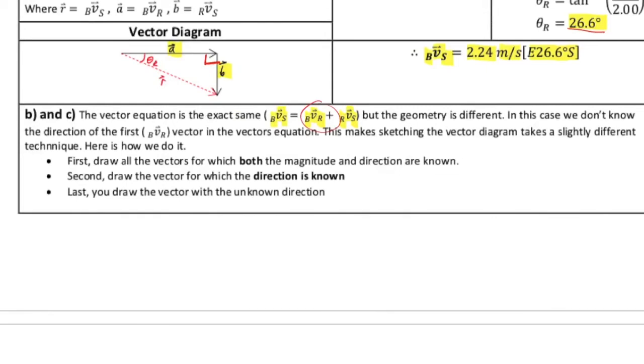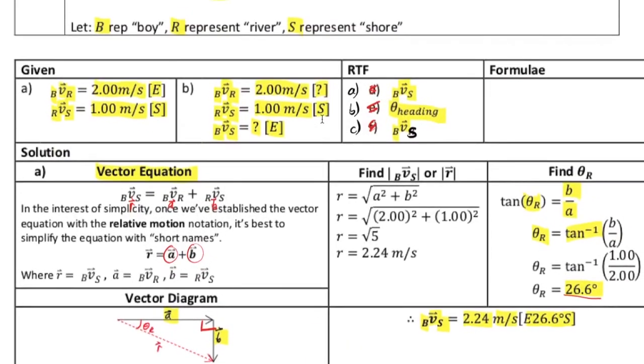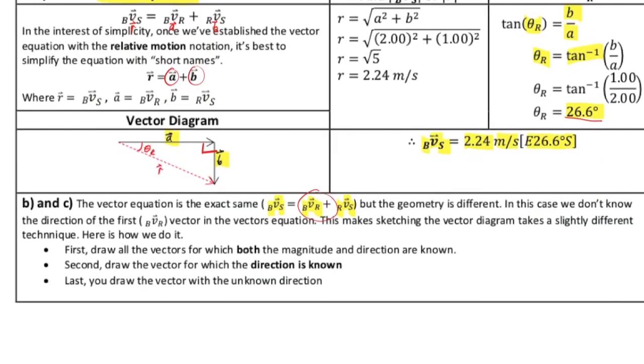BVR, the buoy's velocity with respect to the river. Let's go back up to the givens here. We know the magnitude. What we don't know is the direction. So normally when you draw your vector diagram, again, this would be R is equal to A plus B. We don't know the direction of vector A, so we can't start with vector A simply because we don't have enough information. So we have to do a somewhat indirect approach to actually sketching what this is going to look like. So here are the rules of how that is done.